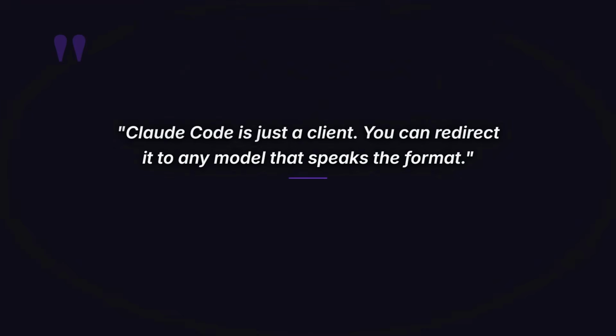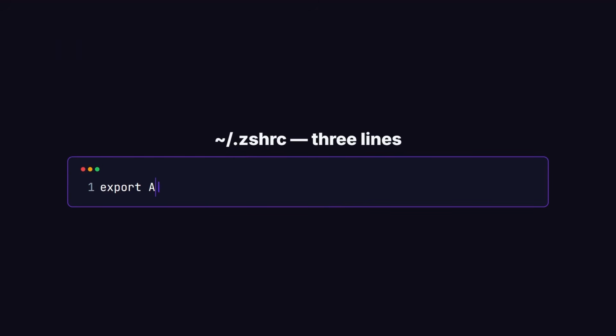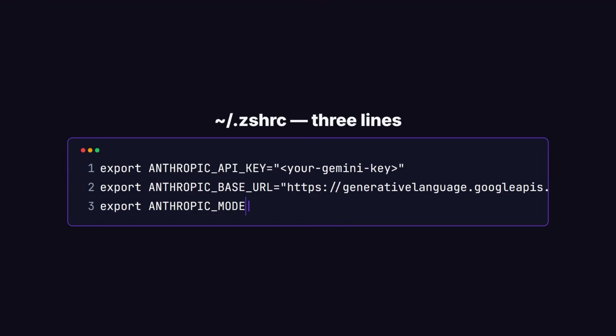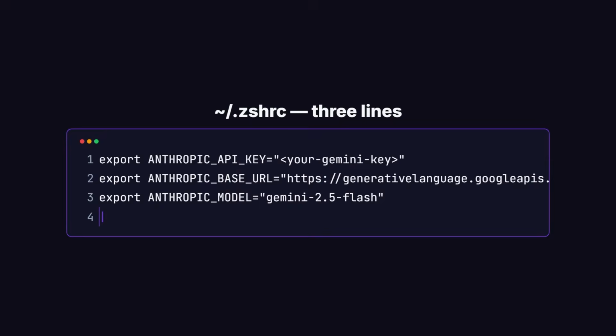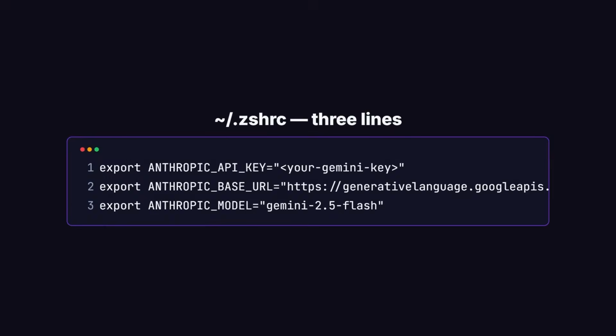There is a developer named Prince Aurora who wrote a careful walkthrough in March of how he did this in one afternoon. He signed up for a free Google account at Google AI Studio, which gives you a free key for the Google Gemini model with no credit card. He set 3 settings on his computer that told Claude Code to send its thinking to Google instead of Anthropic. So the program stays the same. Your skills stay the same. Only the model behind the curtain changes.